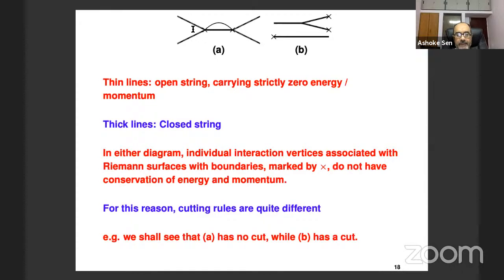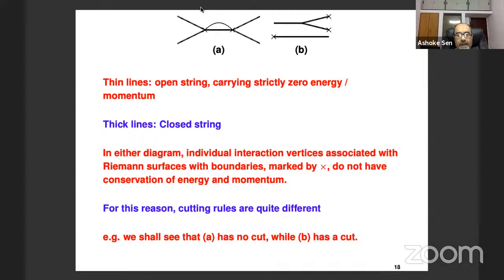Okay, so for example, the crossed vertices in these diagrams describe the individual interaction terms that come from integration over Riemann surfaces with boundaries. So there is no energy momentum conservation here, or here. So they do not have energy momentum conservation, and for this reason, cutting rules are quite different. And in fact, we'll see later that in this case, A has no cut.